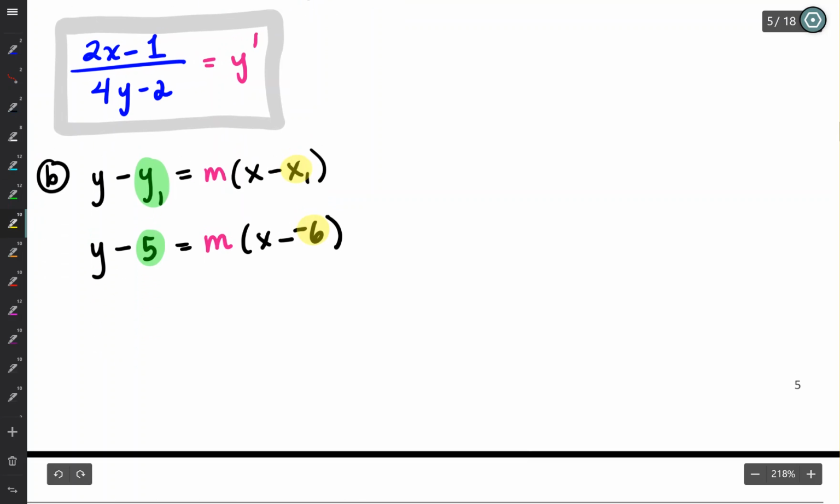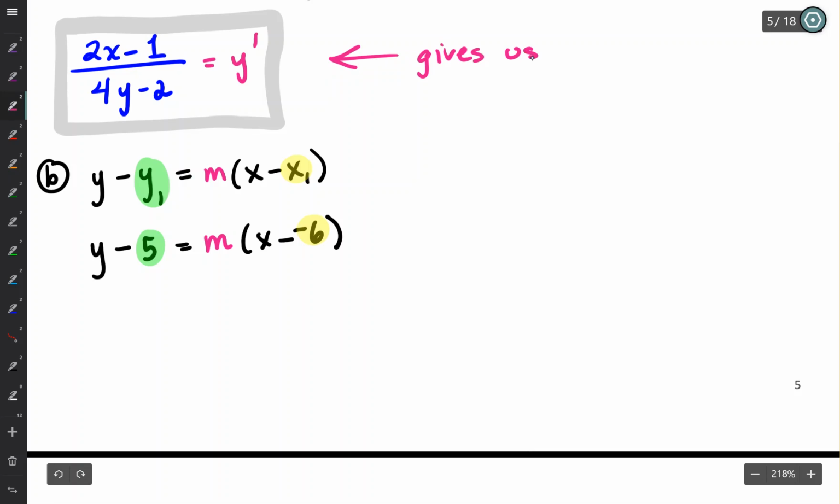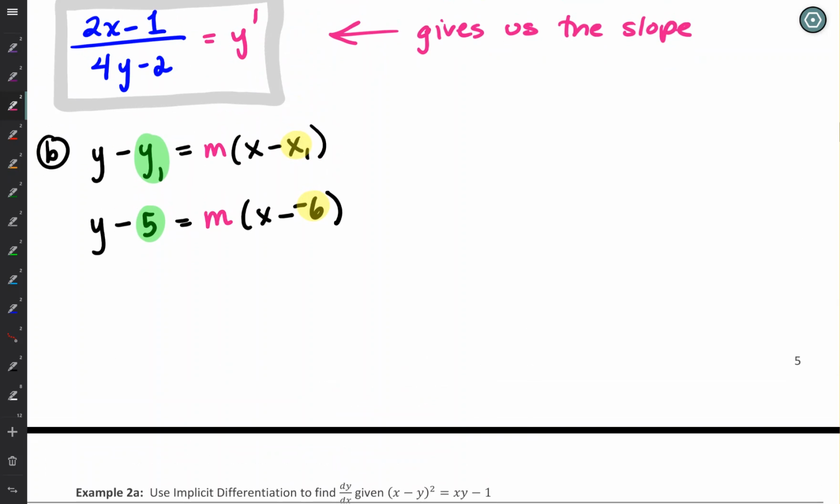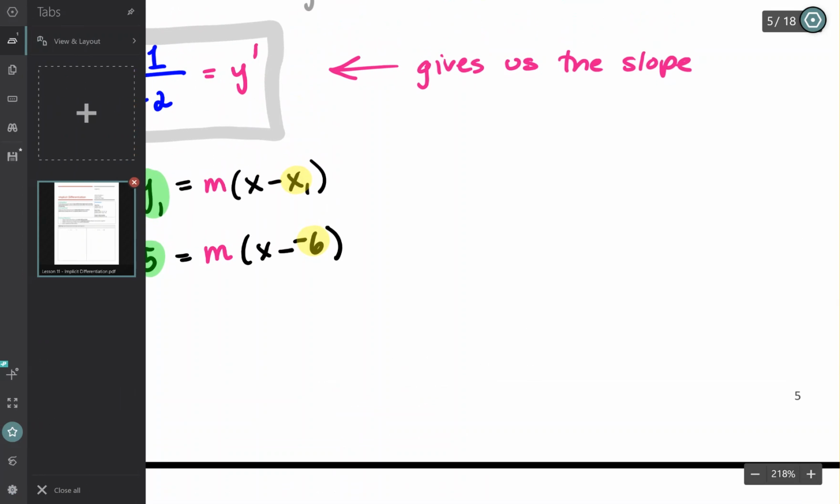How on earth do we find the slope? Well, we use part A. This function right here gives me the slope of the tangent line at any point on that curve. I specifically want it at the point -6, 5. I think I'm going to do that on, oh, I should insert a page. I'm writing a little big.